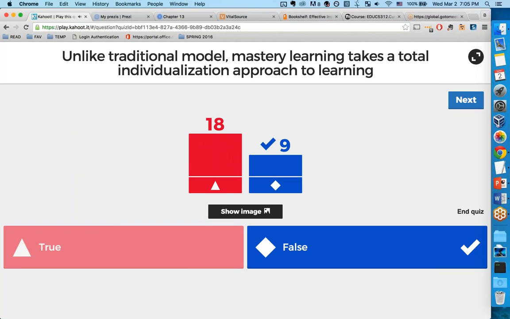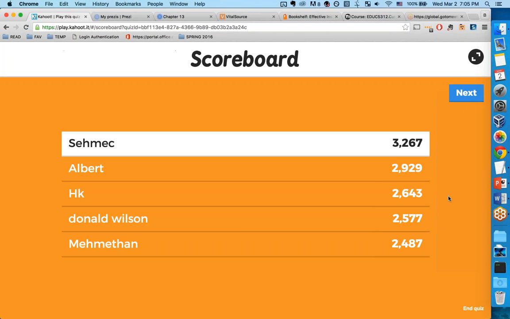All right, so most of you said true for this, but again, mastery learning is actually using a group approach, not an individual approach. So this was a tricky question. If you said false, you were right. All right, so let's continue. Now we have a different leader. Sehmech is the leader, and I've got Albert next.